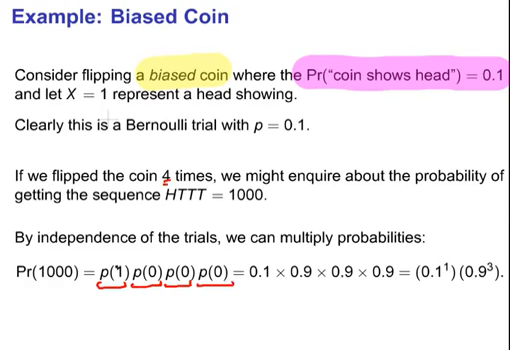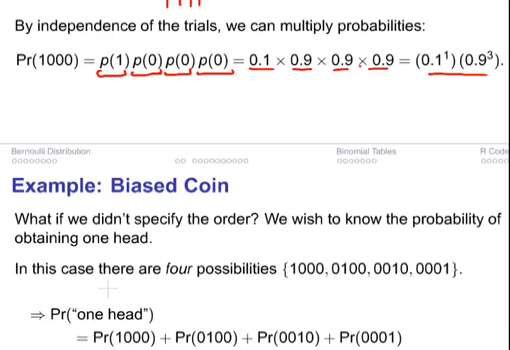The sequence is quite important here. The probability of a head in this case is 0.1. The probability of tails, tails, tails is 0.9 times 0.9 times 0.9. So altogether, we have 0.1 times all of those 0.9s. There we go. So it's 0.1 to the power of 1 times 0.9 to the power of 3.